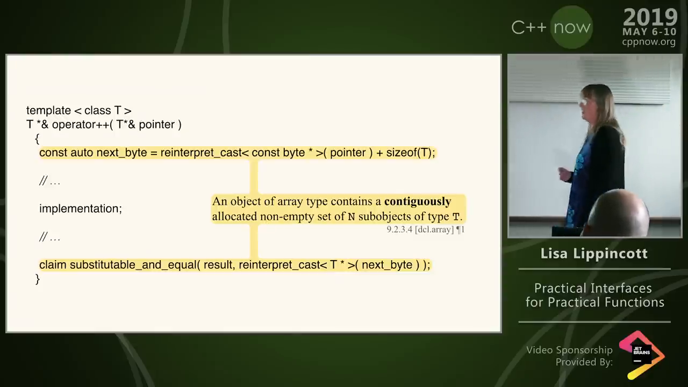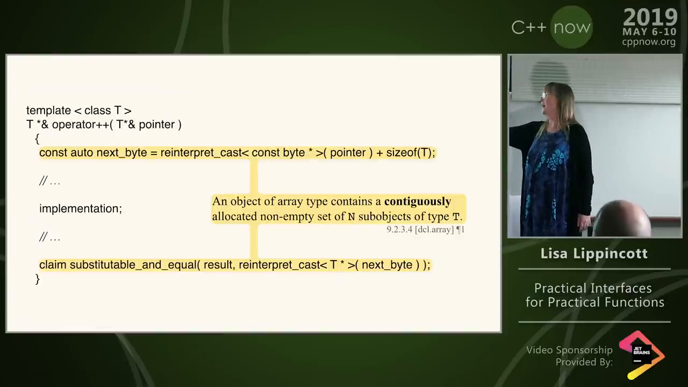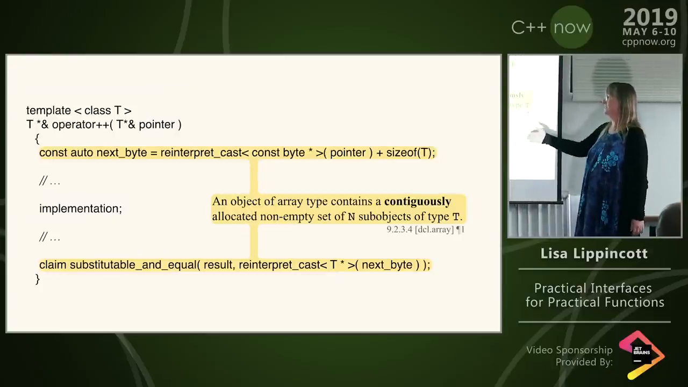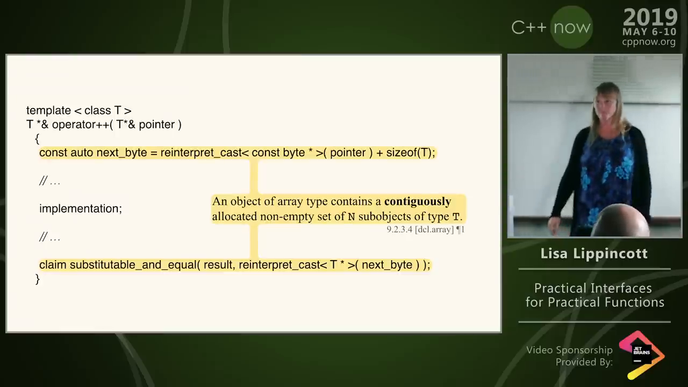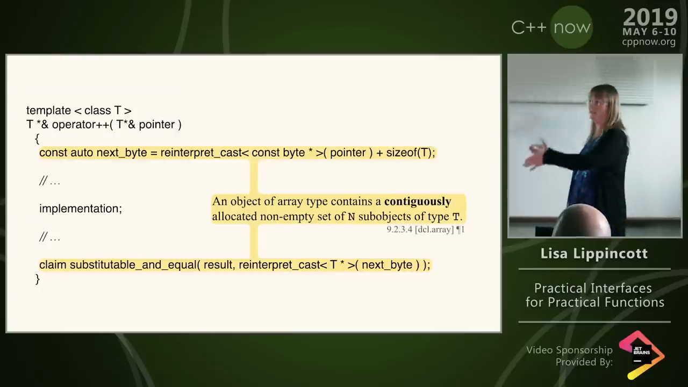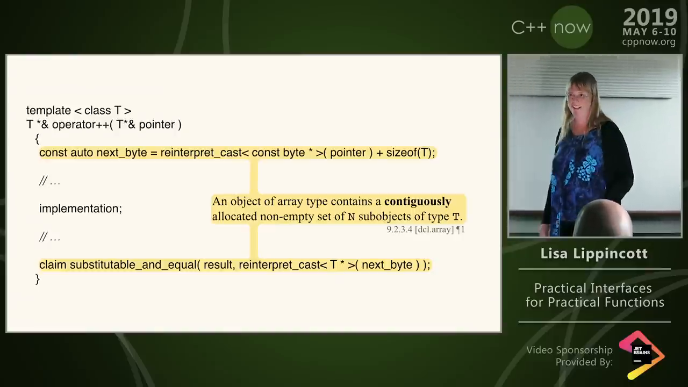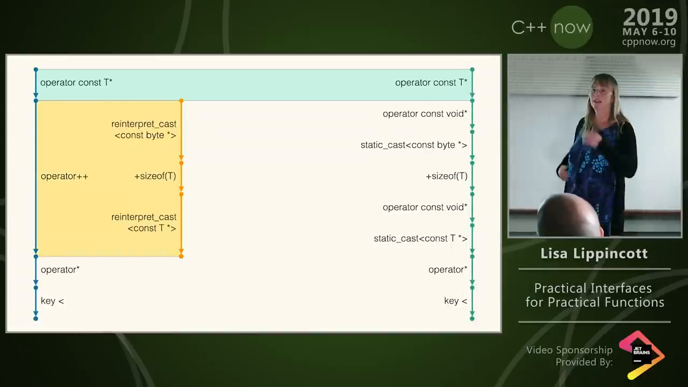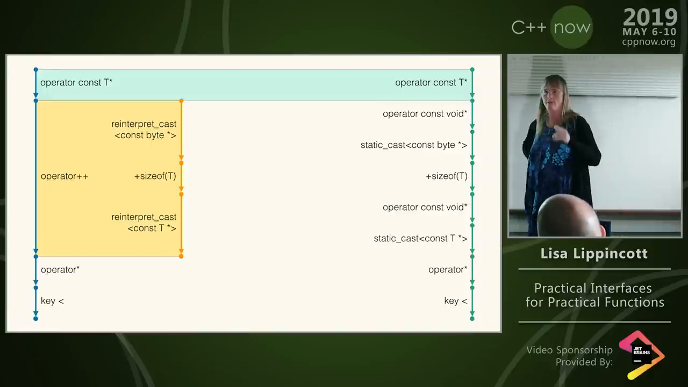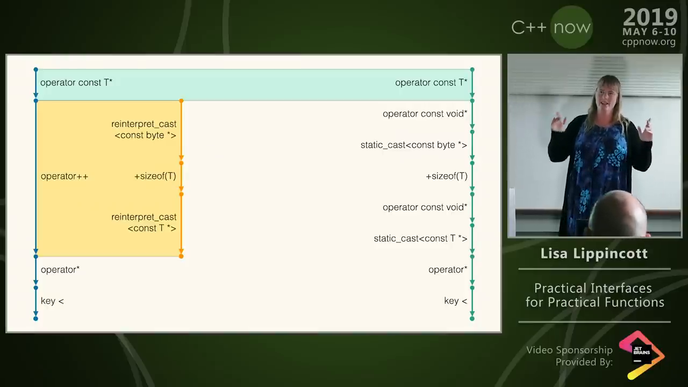And at least I read that contiguously to mean that incrementing is the same as reinterpret casting to byte star, adding size of t, and reinterpret casting back. That's what I think contiguously means for an array. You're free to argue with me, but I'm going to make that call here. So we can actually put that into our picture. That doesn't run afoul of the same problem with provenance that we had, because elements of the same array have the same provenance.